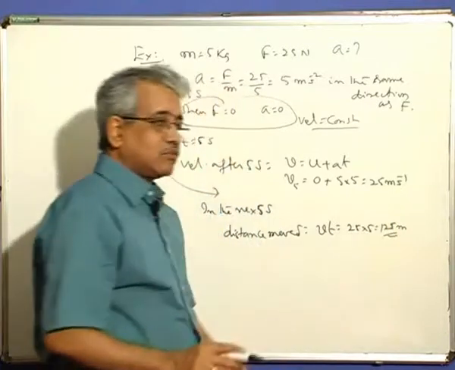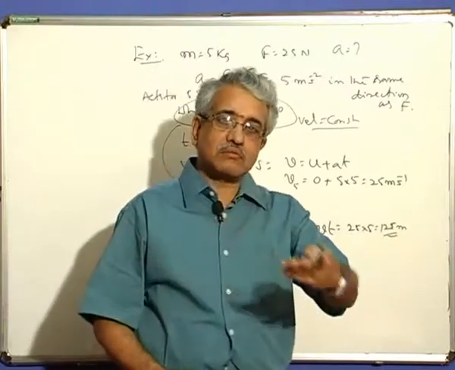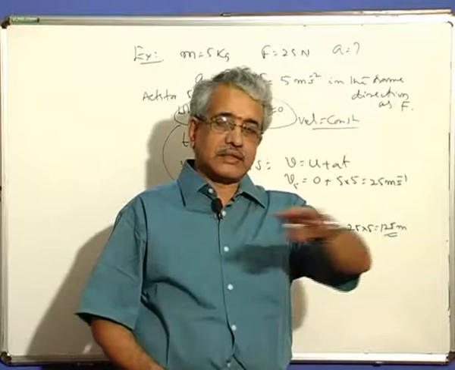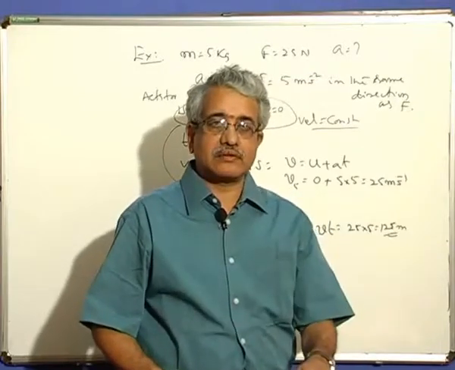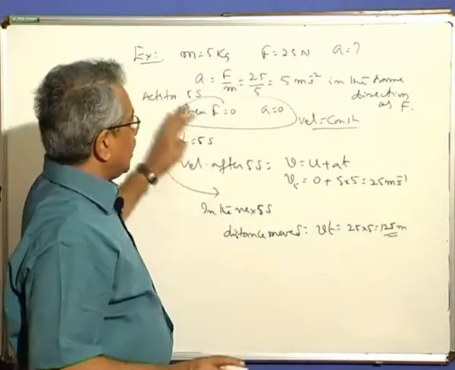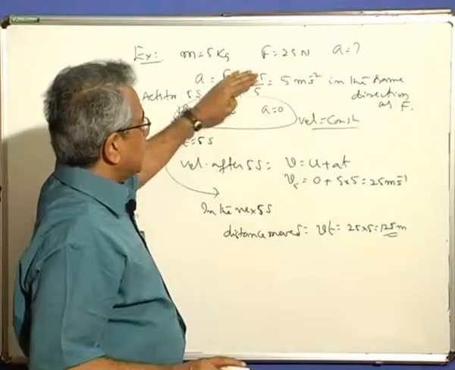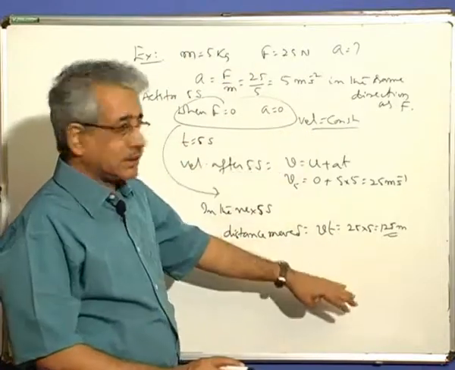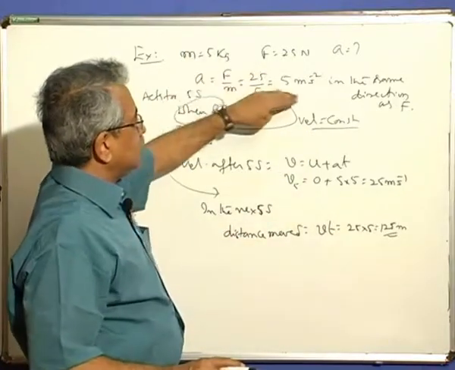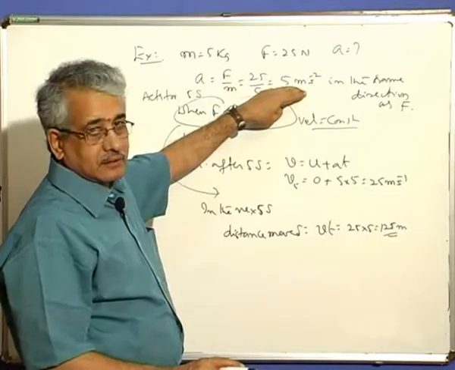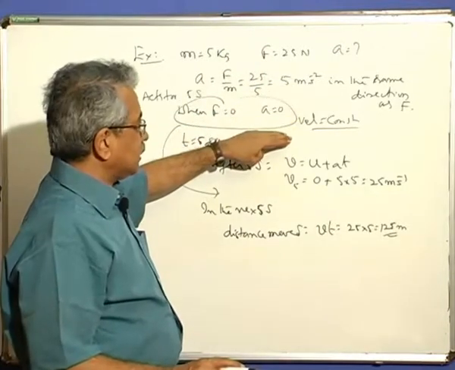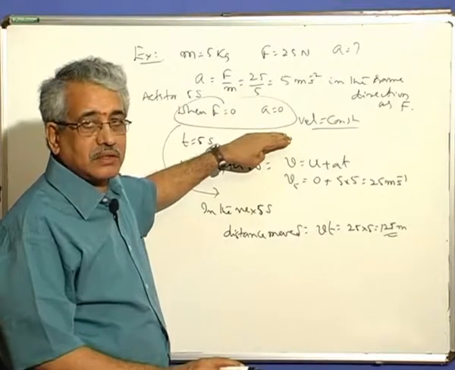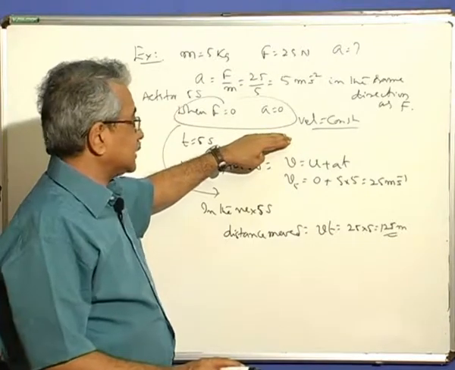So, it will travel 125 meters after the force becomes 0. It continues like that, 5 seconds there, as given in the problem. What you understand from this is that the second law and the first law are both involved here. The first part will tell you from the second law how to get the acceleration. The second part will tell you how to get the velocity when the force becomes zero. That is what kinematics will tell you.